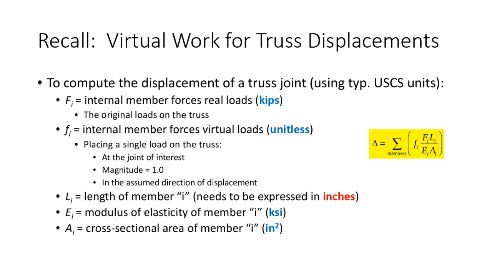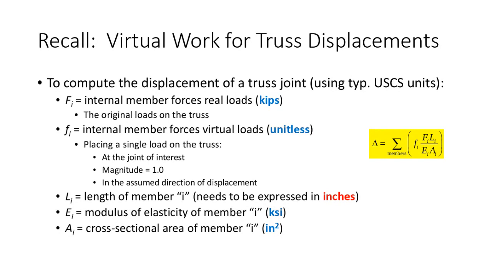And again, for your virtual loads, we place a single load on the truss at the joint of interest. Its magnitude is 1 and in the assumed direction of displacement. Now, here's the thing. This formulation assumes that the forces are constant along the member length, which for a truss is absolutely correct. Once you determine that a truss member experiences 25 kips in compression, say, it's 25 kips in compression along the entire member. It doesn't change from one end of the member to the other. So this formulation is fine.